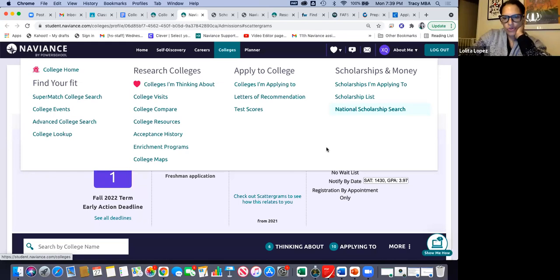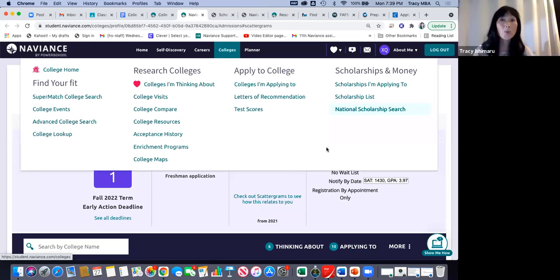And then I have another question. How can we compare GPA on colleges' scattergrams? Is it unweighted GPA or weighted GPA? That's a great question. We are an unweighted school. That means our top GPA will be 4.0. So everyone that you see on here is under a 4.0 GPA.